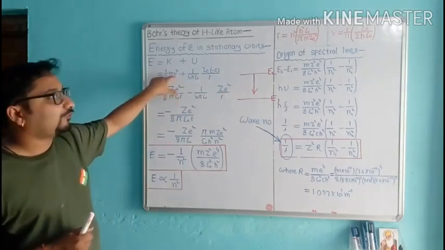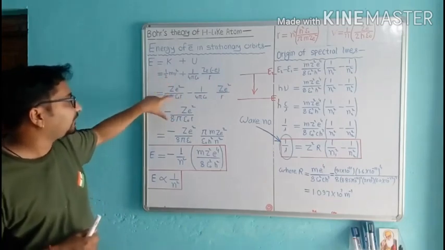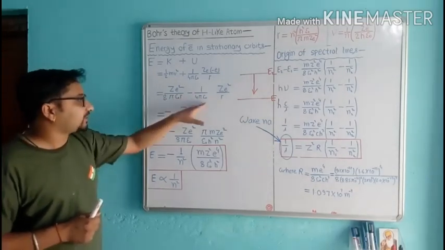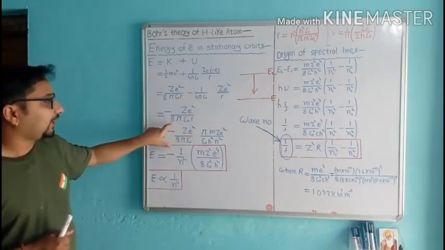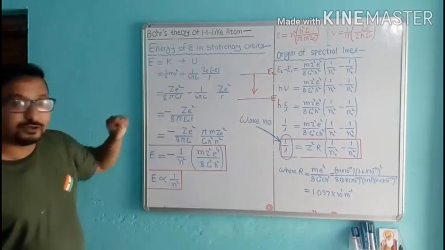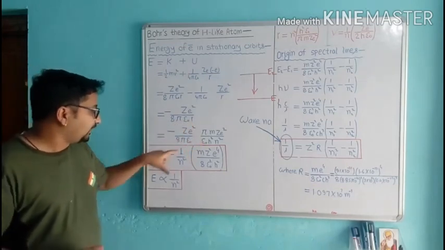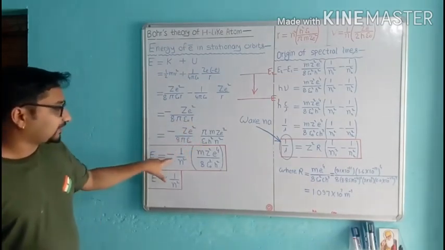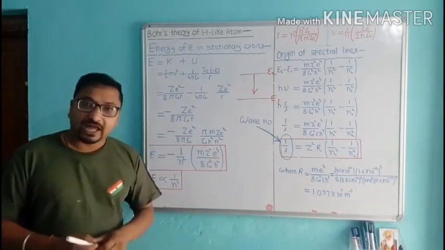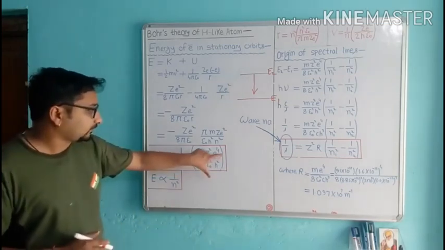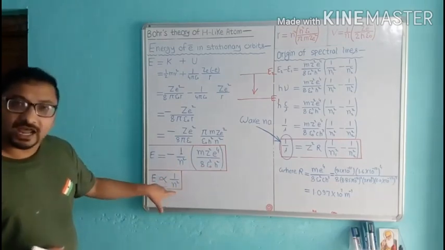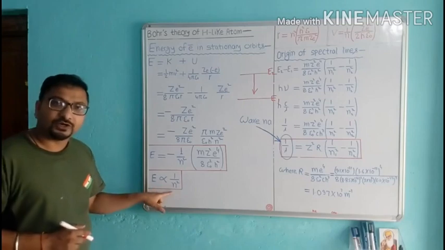We have the value of v here. After putting the value of v, we get Ze square upon 8 pi epsilon naught r. And after subtraction, we get minus Ze square upon 8 pi epsilon naught r. After putting the value of r, finally E is equal to minus 1 upon n square into m Z square e to the power 4 upon 8 epsilon naught square h square. This is a constant term, so E is directly proportional to 1 upon n square.